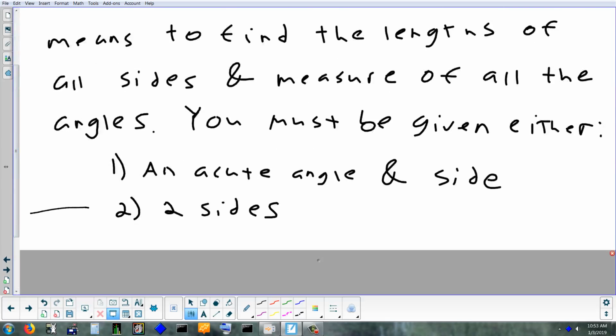When we get to the 2-side case, that's where we're going to have to use inverse trig and probably the Pythagorean theorem. When we do this case, we're not going to have to use inverse trig. Right? We can just use regular trig. Okay? But we're going to go through one of each.